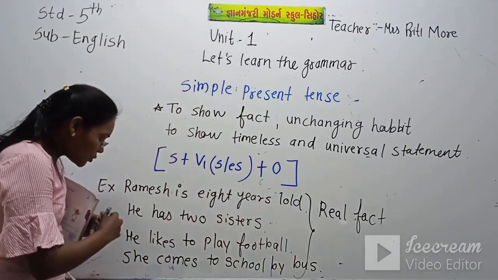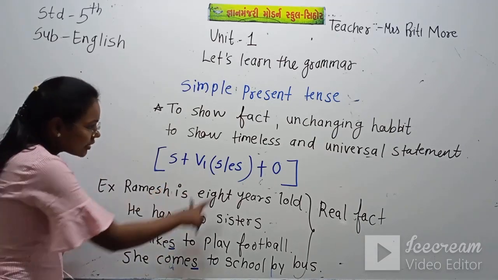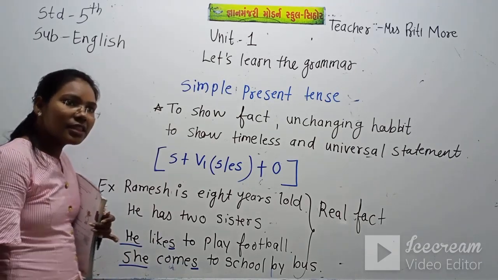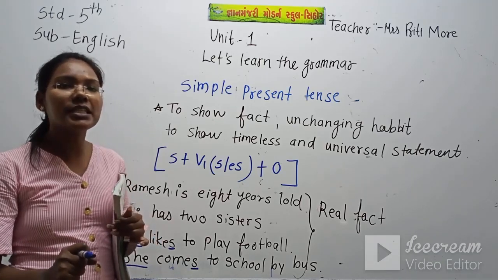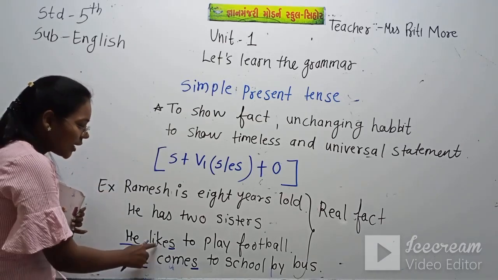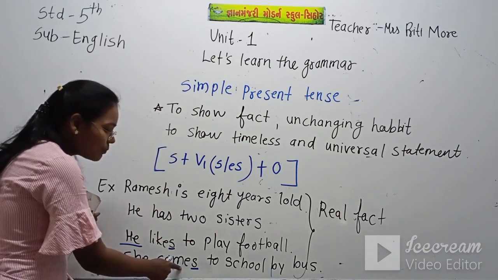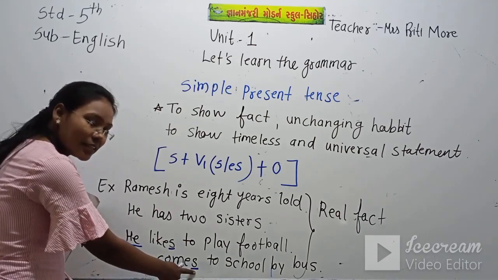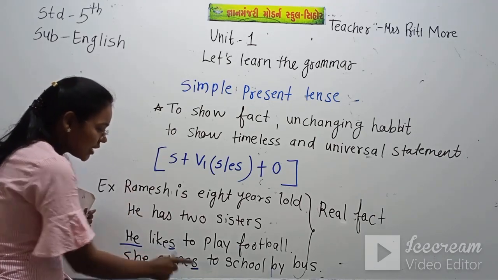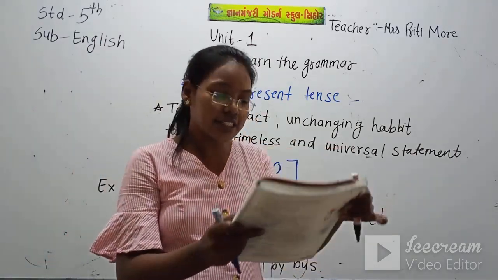So here what do I use? I add es to the verb because this is the singular subject. When the subject is singular, that time we use s or es with the main verb. Like is the main verb, but here we add s because he is singular. Come is the main verb, but we add es here because she is singular. This is one person, that's why we use es here. So you just note this down first in your notebook, then we see next.